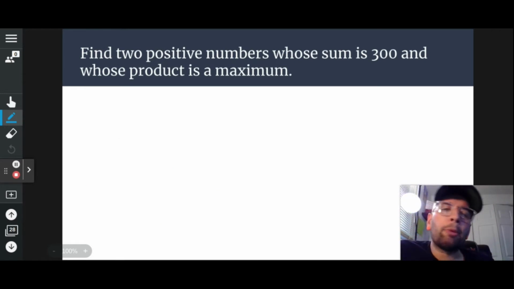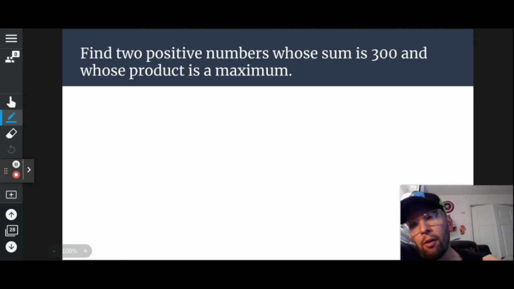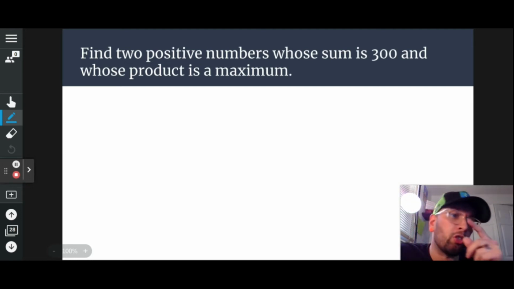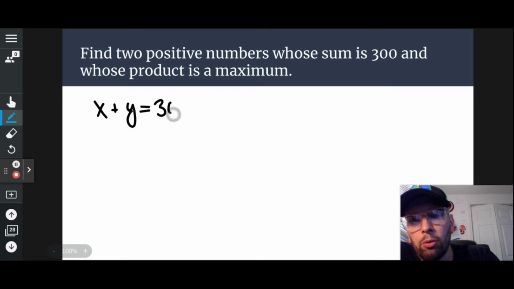Oh, yeah, the good old optimization problems. Usually with optimization problems, usually not always, you will be asked to maximize or minimize something. And usually it requires two equations that you have to combine into one. So we have two positive numbers whose sum is 300. So x is a positive number, y is a positive number, the sum is 300.